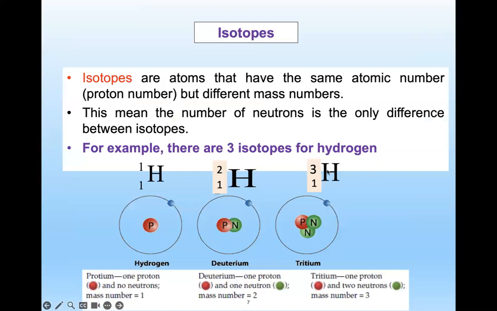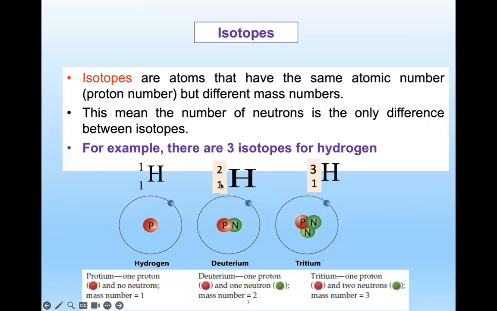Hydrogen, hydrogen, hydrogen. It means we have the same atom. What about the down number here? 1, 1, 1, the same. What about the upper numbers here? 1, 2, 3. So this is the only difference. This means that the number of neutrons is the only difference between the isotopes. And that we call isotopes. So here hydrogen has only one proton and no neutrons, right? Because the neutron number is the difference, right?